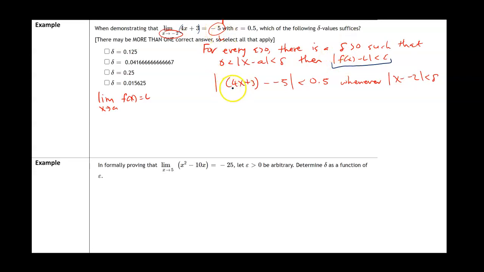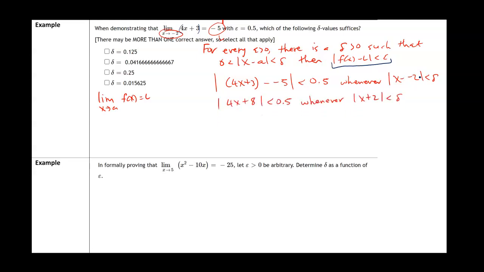So we have the absolute value of 4x plus 3 minus negative 5 is less than epsilon, which is given to us as 0.5. Then this is true whenever |x minus a|, so a is negative 2. Remember, the a value is the x value that the function approaches. So |x minus negative 2| is less than delta.